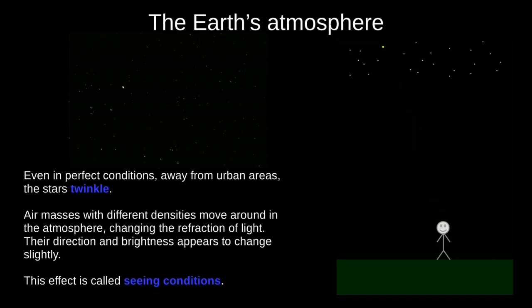Different weather patterns make this effect more or less strong, and we call this seeing conditions, which vary from night to night. We don't see this with planets because they're brighter in the night sky, and the twinkling effect averages out. But stars are so far away that hardly any light reaches us, and they appear as only a single point in the sky, so twinkling is much more pronounced.